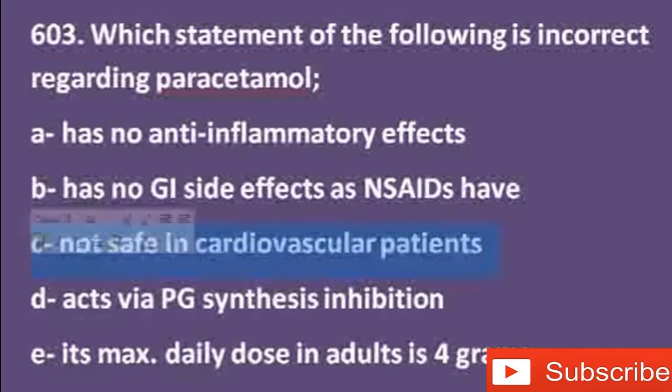D option is also correct about paracetamol, since the mechanism of action of paracetamol is prostaglandin synthesis inhibition. And the last option, its maximum daily dose is 4 grams in adults. So this is also a correct statement about paracetamol. So the only statement among these that is incorrect about paracetamol is C. So C is the right choice for this MCQ.